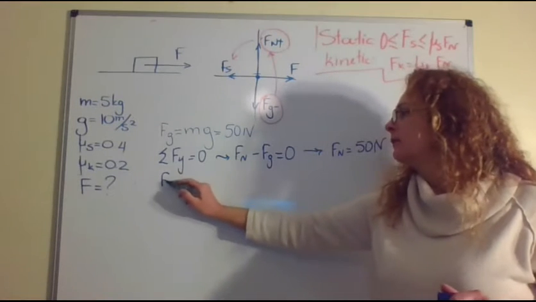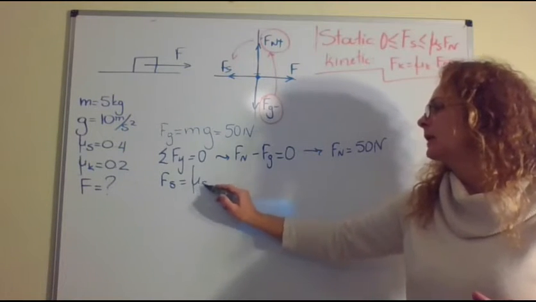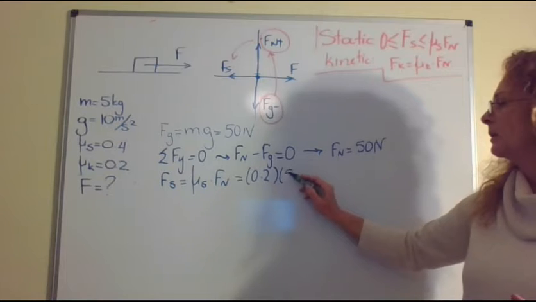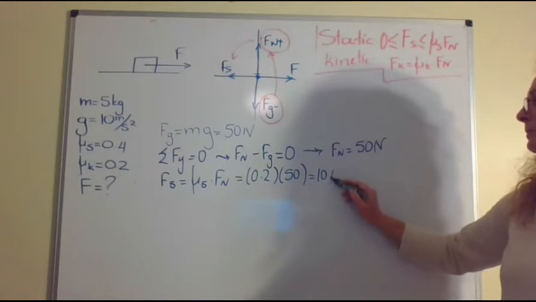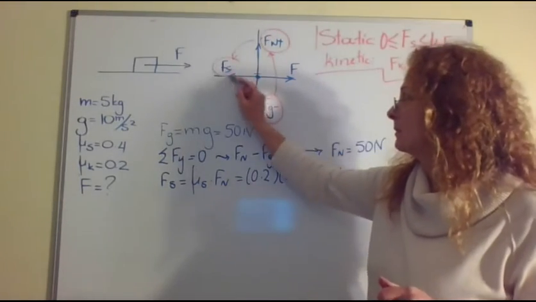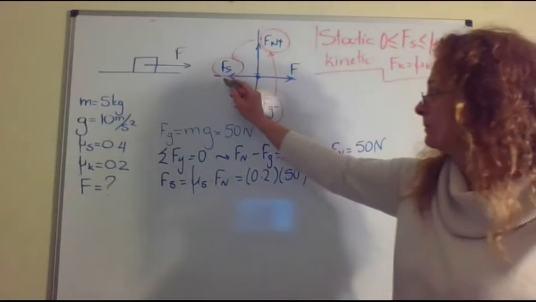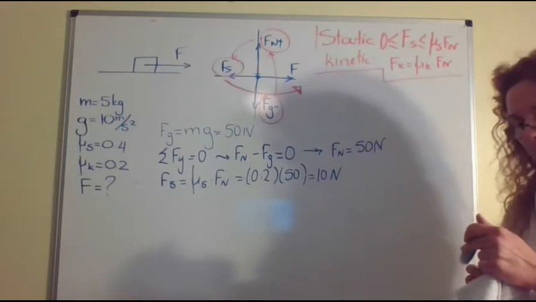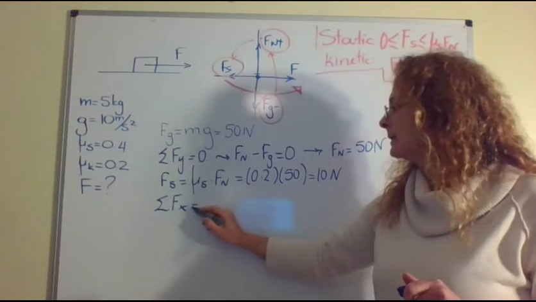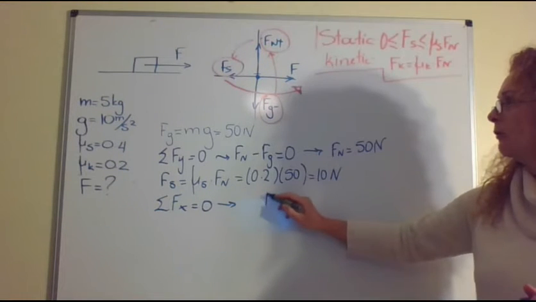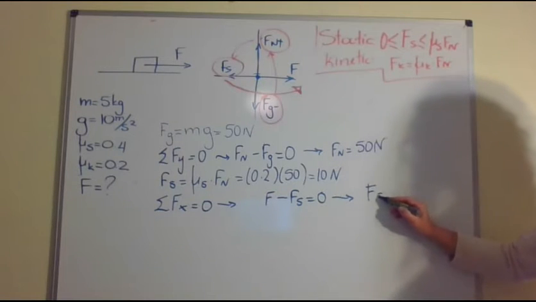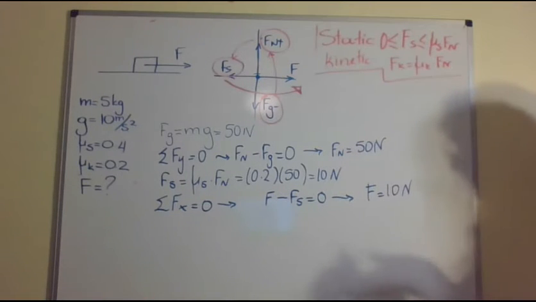So now I know that the static friction equals the coefficient times the normal force. In our case, this is 0.2 times 50, meaning this should be 10 newtons. So now I found static friction. How can I find the force? Well, I know that my object is in equilibrium, which means that the sum of forces on the x-axis is also 0, meaning force minus friction equals 0. That means that my force should also be 10 newtons.